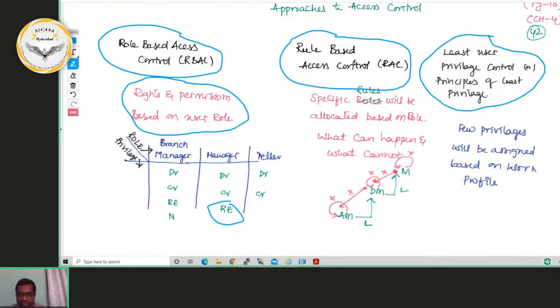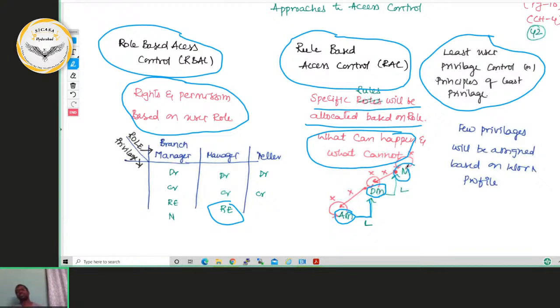Second is called rule-based access control. What do you mean by rule-based access control? It will have specific rules which will be allocated based on the role. It will tell what can happen and what cannot happen. For example, if an assistant manager is applying for leave, the request will go to the deputy manager. Whether the deputy manager can approve the assistant manager's leave? Yes, it can happen. Whether a deputy manager can approve the manager's leave? No, it cannot happen. So rule-based access control tells what can happen and what cannot happen. That is called rule-based access control.